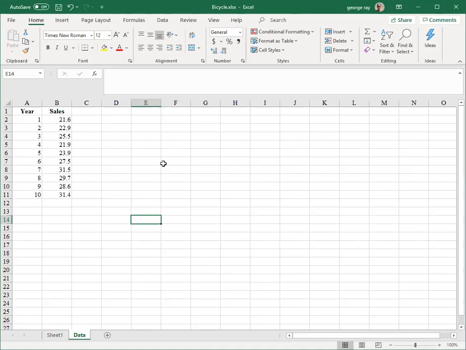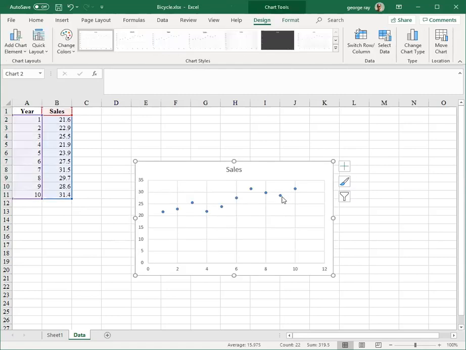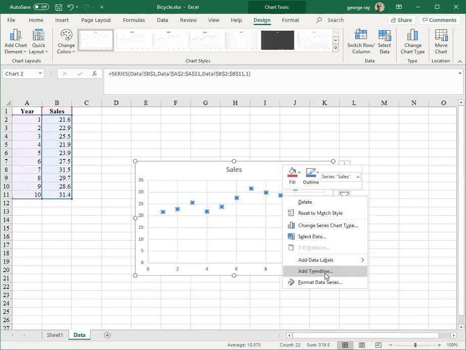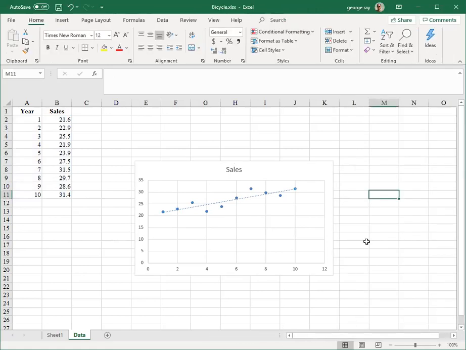So again, here we have our data. Just for fun, let's do a visualization. And I'll use a scatter chart this time. So I'll go to Insert, Scatter Chart. And it does appear that over time we have something of a linear looking relationship. And I can put our trend line in. Okay, but let's use our data analysis toolpak.